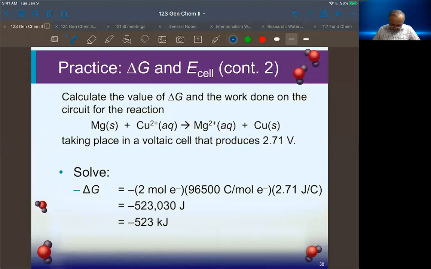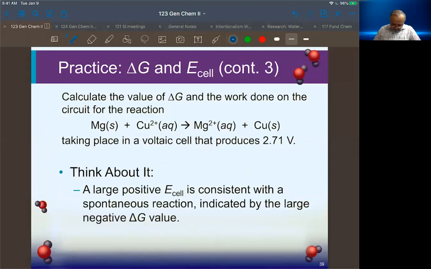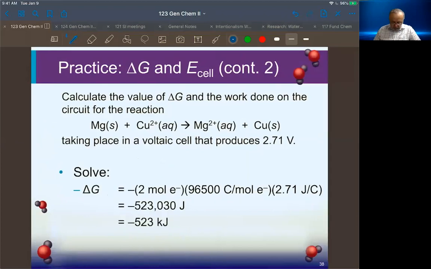Okay, great. So again, this is the E of the cell. The E of the cell is a voltaic cell, so it's producing energy, and therefore the delta G is going to be negative for all voltaic cells.